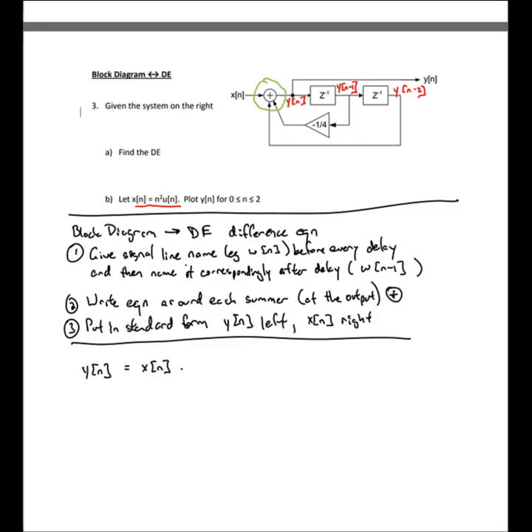All right, so yeah, you've got y of n minus 2, and then you've also got this minus a quarter of y of n minus 1. Any questions about that step? You're going to put our standard form on the left with y of n's on the left, so it's y of n plus 1/4 y of n minus 1 minus y of n minus 2 equals x of n, and you're done.